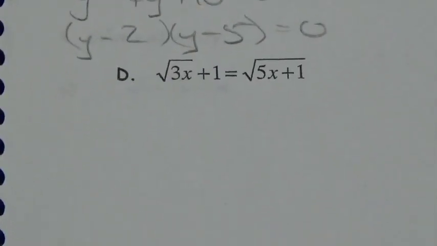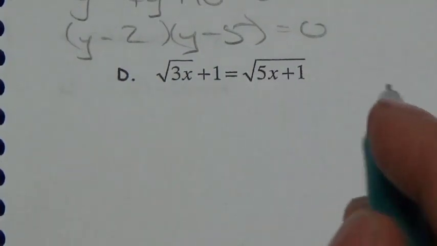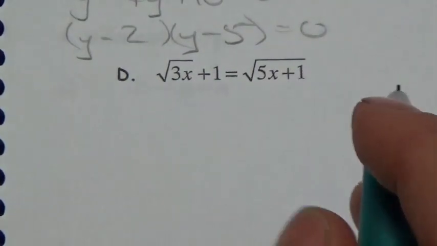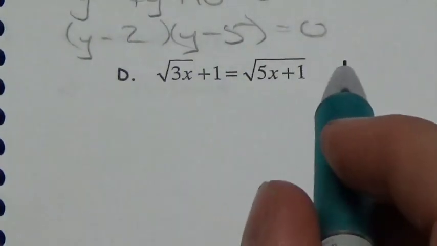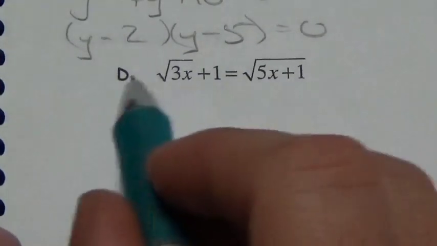Okay, my next question right here, notice I've got 2 square roots in this. So what I need to do first of all is isolate one of them, and I'm thankful that one of them is already isolated. Now, I could have them both on one side of the equation. That would work too, but this way is probably a little bit easier to work with.